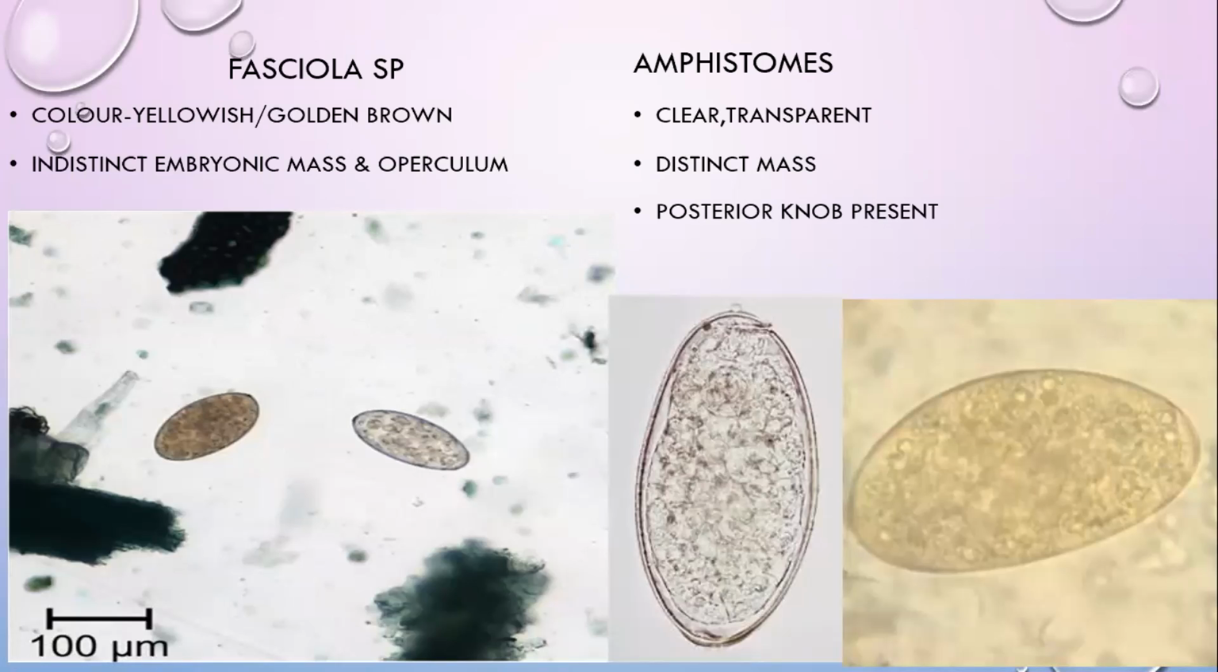And those who are experienced will know that the amphistome egg is a bit larger than the fasciola egg, though not much difference is there. It is a bit larger than the fasciolid eggs.